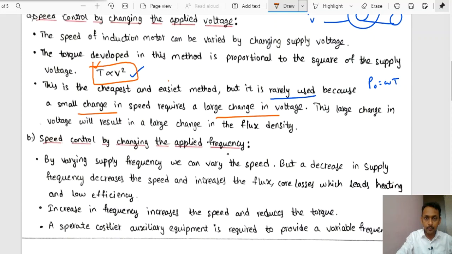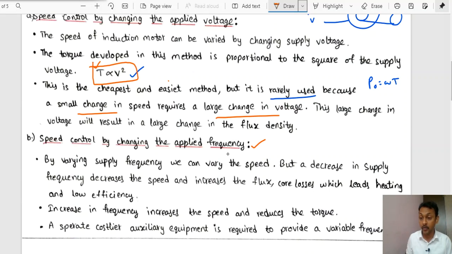Next one, we are familiar with 120 f by p. So by changing the applied frequency, of course this is not that easy. Once the government is supplying the power at some 50 Hz, by some external means, by using drives, variable frequency drives, you are supposed to change the frequency of the supply.